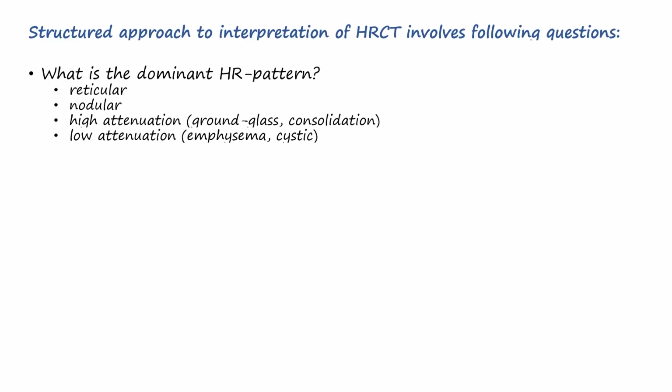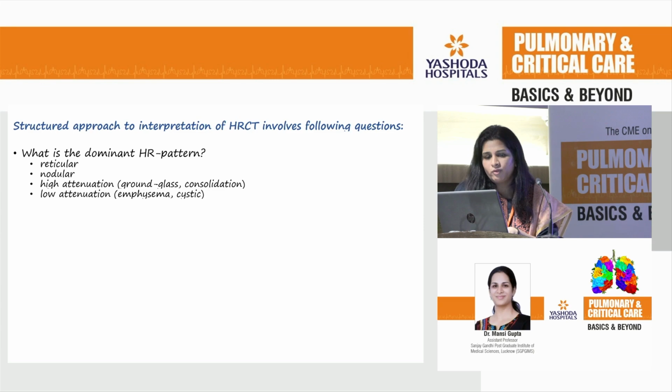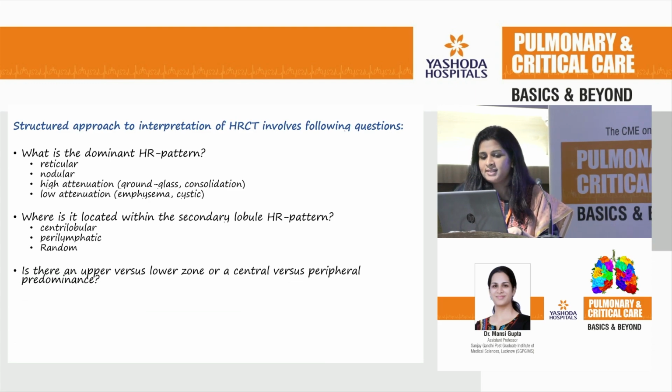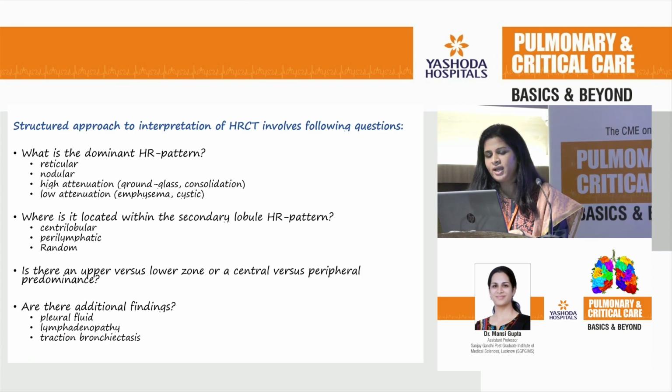Now the structured approach to HRCT involves asking what is the dominant pattern? Is it a reticular pattern? Is it a nodular pattern? Is it a high attenuation pattern? Is it a low attenuation pattern? These four questions you have to ask. What is the location of the pattern? Is it centrilobular, perilymphatic, or randomly distributed? Next is whether it is an upper lobe predominant disease or a lower lobe predominant disease, or a central or a peripheral disease. And next is any additional findings, which we see through the mediastinum, such as pleural fluid, lymphadenopathy, and other things.